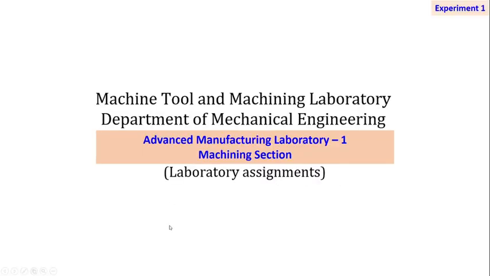Good afternoon. Today we are going to start Advanced Manufacturing Laboratory 1. We will start with the machining section. Later on, the non-traditional machining part would also come. This is experiment number 1 of the machining section.